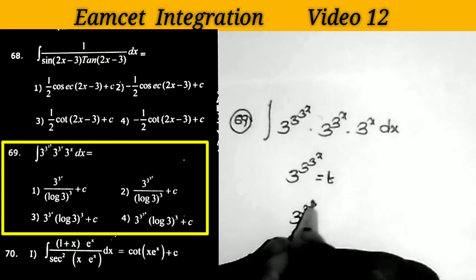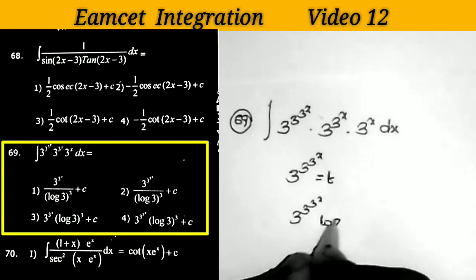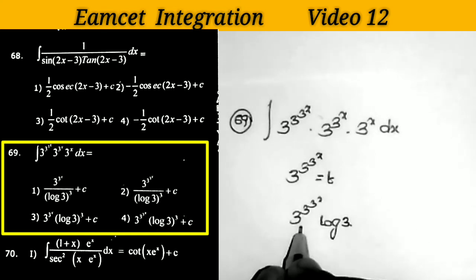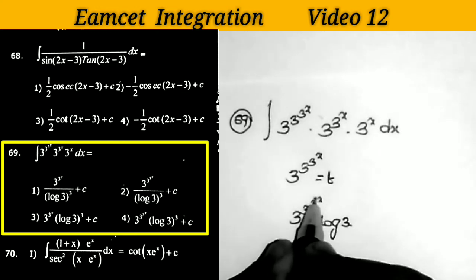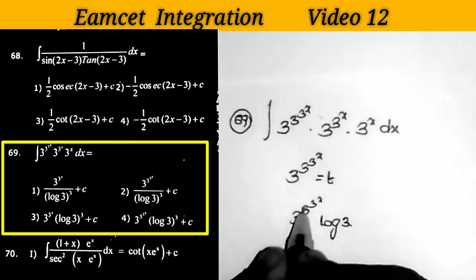This is a power x form. A power x derivative is a power x log a. That is 3 power 3 power 3 power x into log 3. Again, what is x here? 3 power 3 power x. And again we take the derivative of this part.